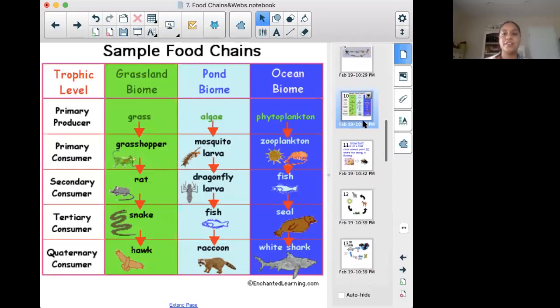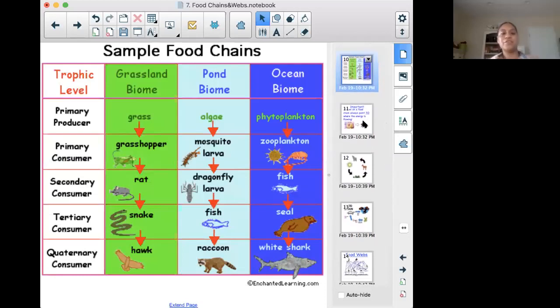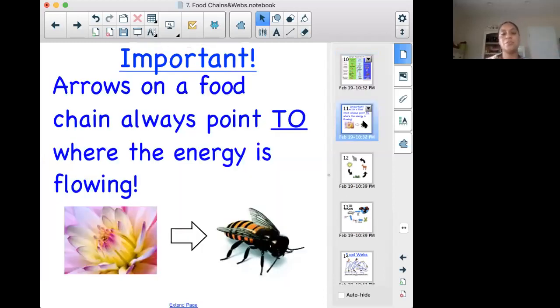Here's some other examples for food chains. So there is the grassland biome, a pond biome, and ocean biome. Something to pay close attention to is the primary producers. Usually when we think of primary producers, we just think of things like grass, but in environments where there's water, there can be other producers like algae and phytoplankton that other organisms eat. And so you can take a minute to look at this. If you want, you can pause the video, but we're going to move on. Just more examples for you.